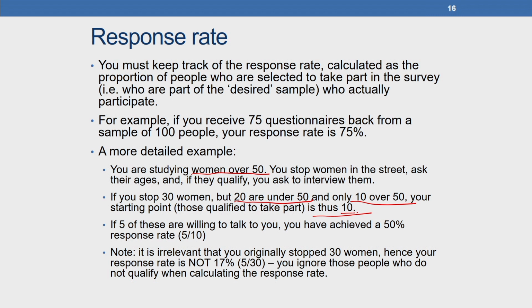So, your starting point is 10, and if of these 10, 5 are willing to talk to you, then you have achieved a 50% response rate, which is 5 on 10, because 10 are the women who have qualified to participate in your survey in the first place. So, it is important to note that it is irrelevant that you originally stopped 30 women, hence your response rate is not 17%, which is 5 on 30, but you ignore those people who do not qualify when calculating the response rate. However, a word of caution needs to be borne in mind regarding this number 10.